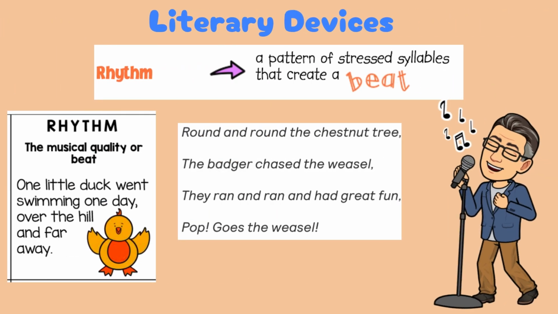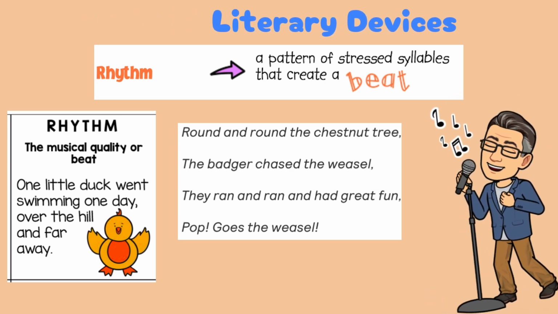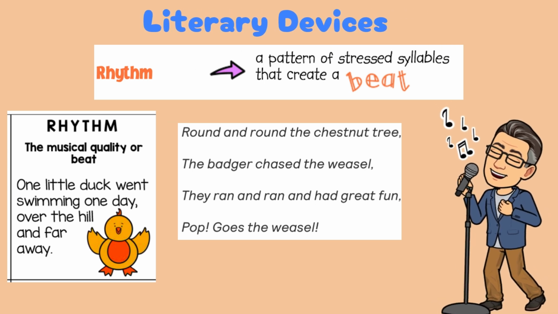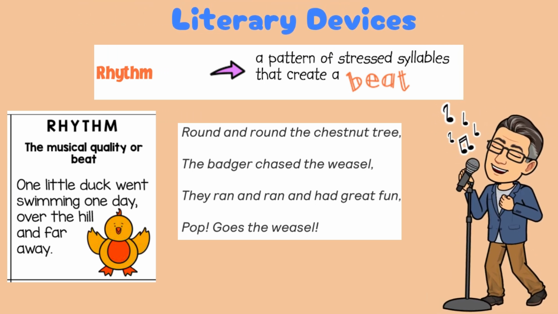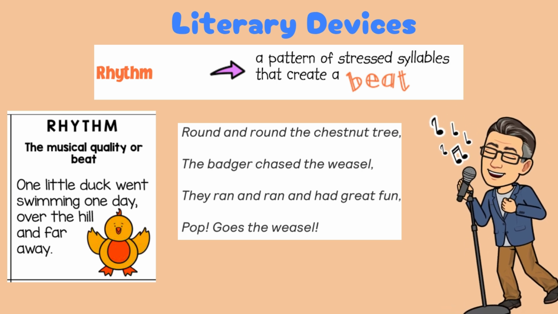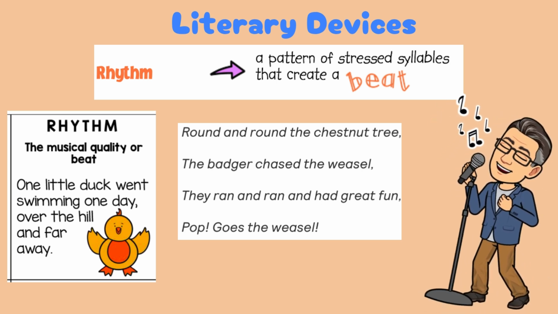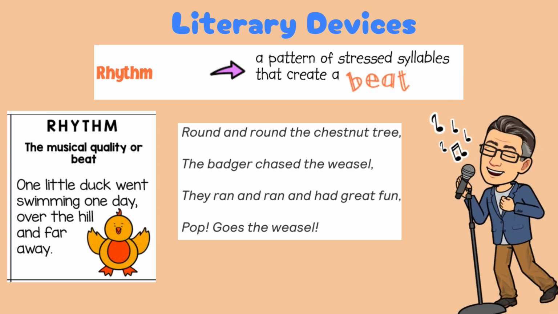Let's now talk about the literary devices used for elements in a poem. Authors can use rhythm as an element. Rhythm is a pattern of stressed syllables that create a beat. Poems often sound like a song. Round and round the chestnut tree. The badger chased the weasel. They ran and had great fun. Pop, goes the weasel. This author used rhythm to create his poem, and it sounds like a song.